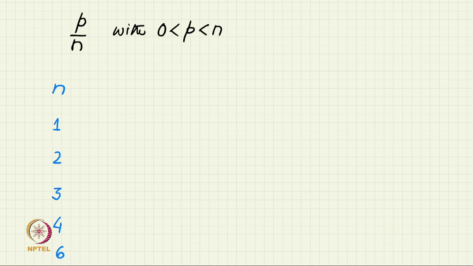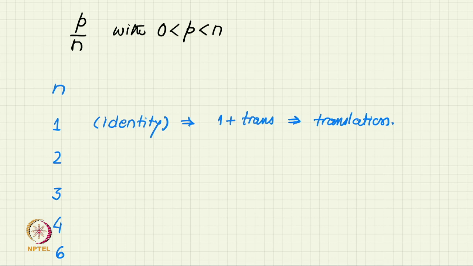So n is of course a one-fold rotation, which is an identity, and if I combine it with translation I will get a pure translation. So that's not a screw. So 1 plus translation will just give me translation. So not a screw.